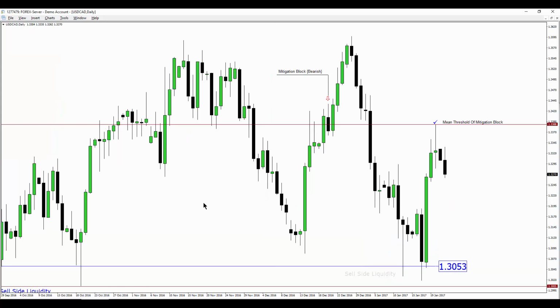All right, looking at the Canadian dollar. Okay, dollar CAD, we saw price nicely, handsomely react off of the mean threshold of this mitigation block that was bearish. Perfect price delivery. You can't ask for anything better than that. And we've seen weakness since then.